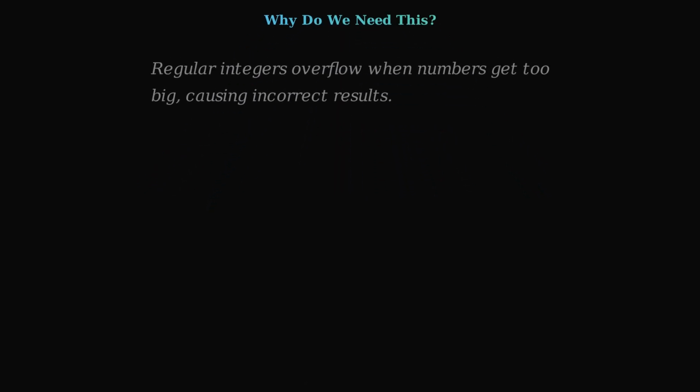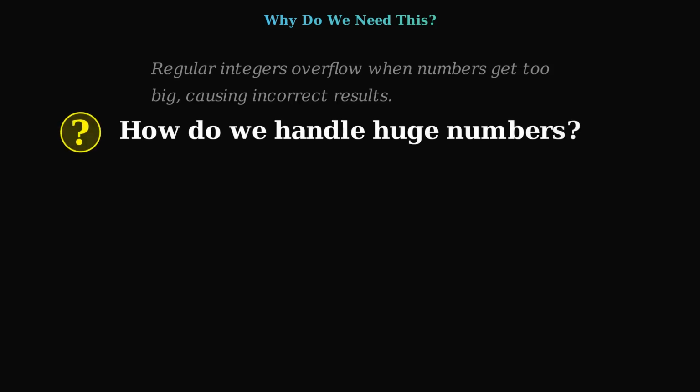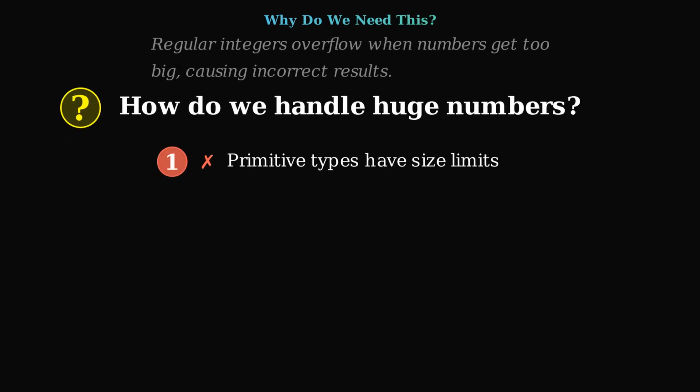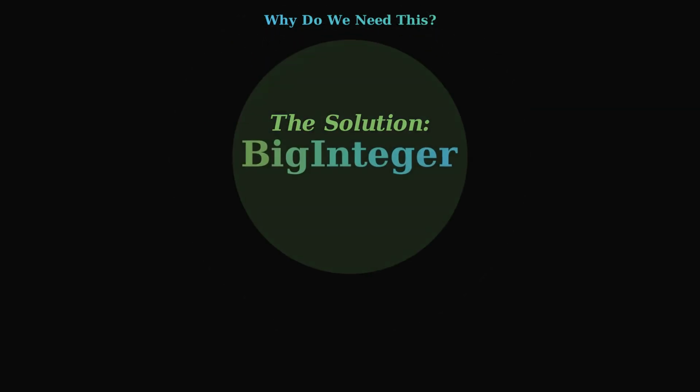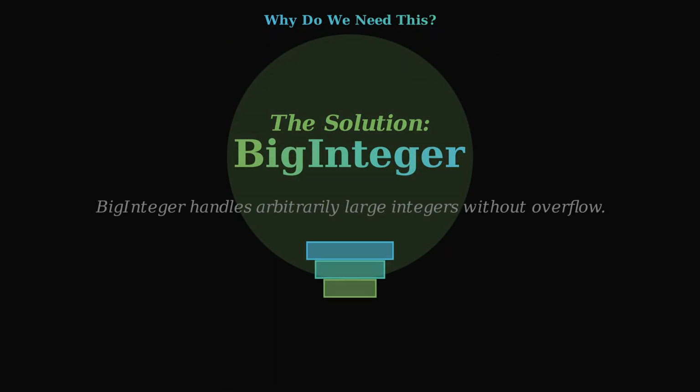Regular integers overflow when numbers get too big, causing incorrect results. How do we handle huge numbers? Primitive types have size limits. Overflow causes wrong calculations. Cannot store very large values. BigInteger handles arbitrarily large integers without overflow.